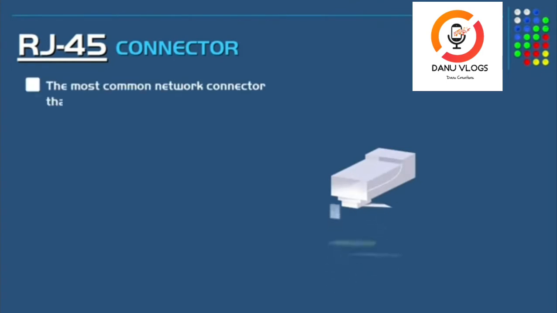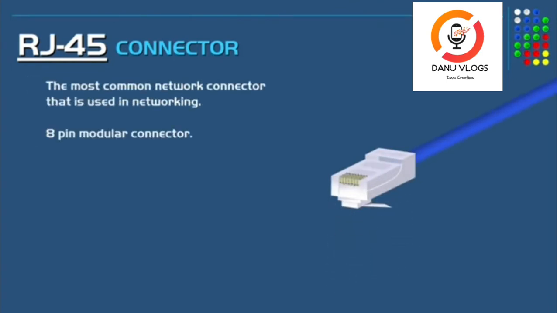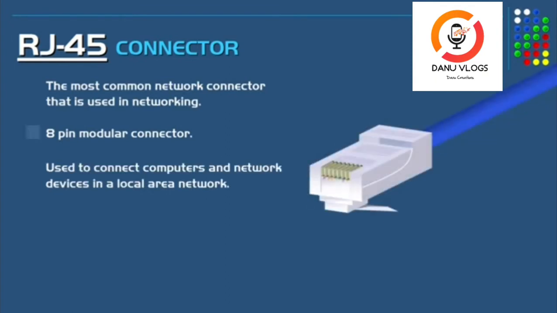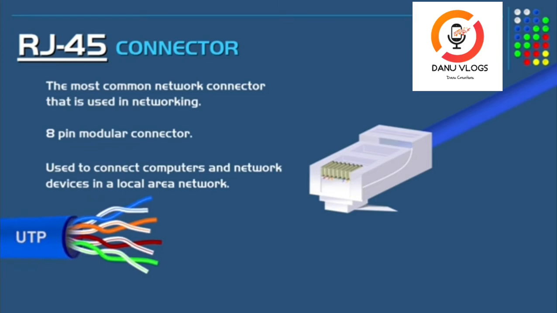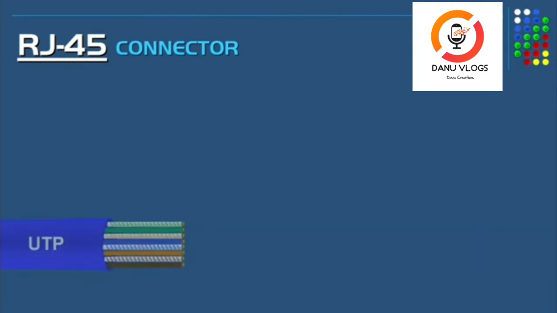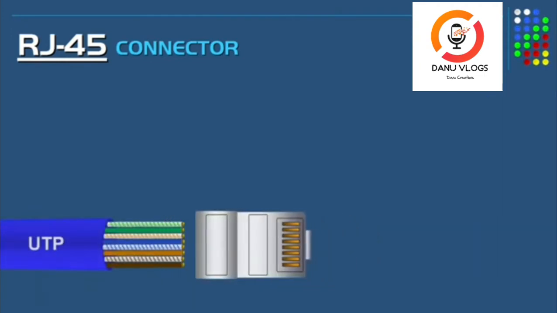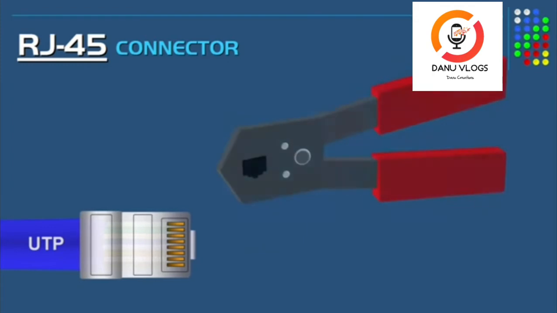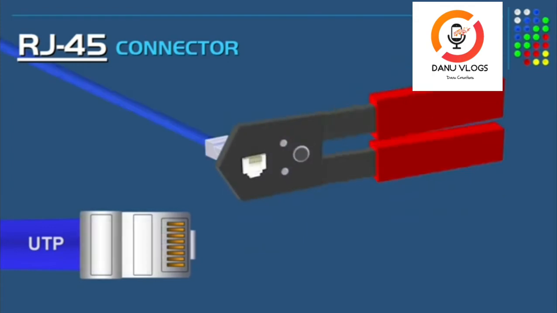Now the RJ45 is by far the most common network connector. This is an 8-pin connector that's used to connect computers and other network devices in a local area network. The RJ45 is used with unshielded twisted pair cable. Twisted pair cable has 8 wires, and these wires are arranged in a certain order, and then the wires are inserted into an RJ45 connector, and then they are crimped on both ends using a wire crimper.